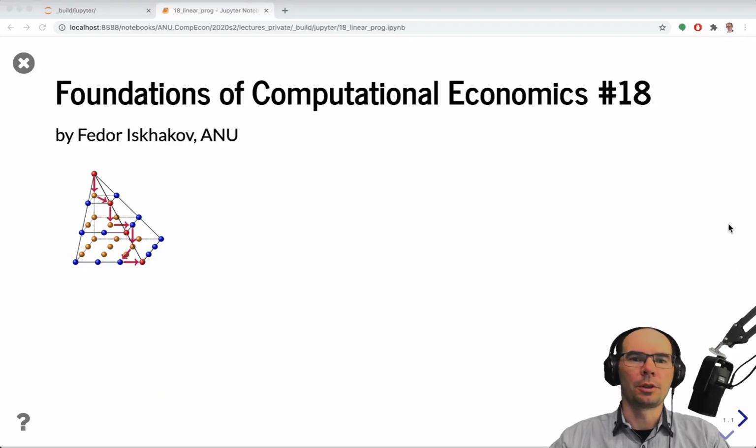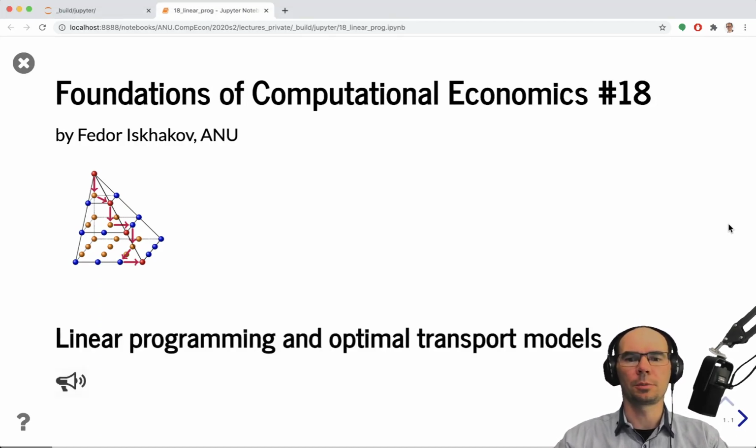Welcome back to the Foundations of Computational Economics course. This time we're talking about linear programming and optimal transport models.